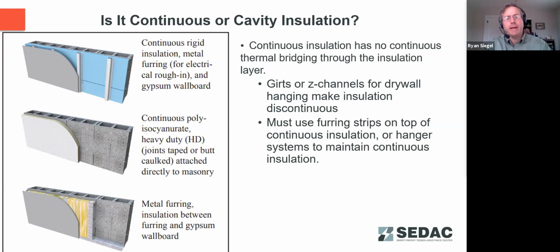So this may also look like Z channels instead of just continuous furring strips. This could even be Z channel. If you have Z channel that is interrupting that insulation, that would also cause this insulation that may be a sheet good to not be continuous insulation. So making sure that we're maintaining that continuity and eliminating or minimizing any thermal bridging that we can. So again, the thermal bridging through continuous insulation is just service openings and fasteners only.